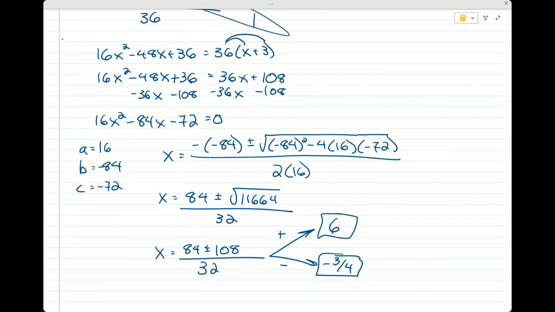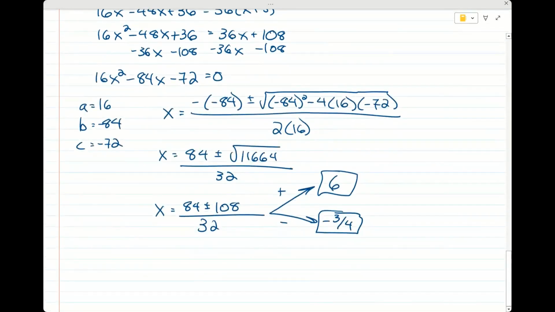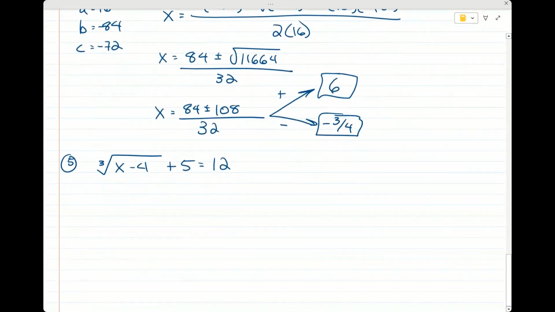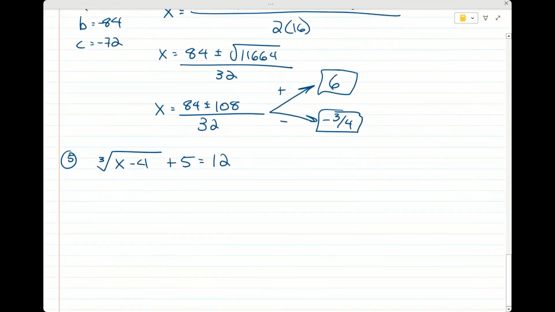All right, moving on, we have number 5. Let's write the cube root of x minus 4 plus 5 is equal to 12. I would go ahead and subtract the 5 on both sides. When we're working with radicals, the whole idea is you want to isolate them. So you want to isolate the radicals, so subtract 5 on both sides. We get the cube root of x minus 4 is equal to 7.